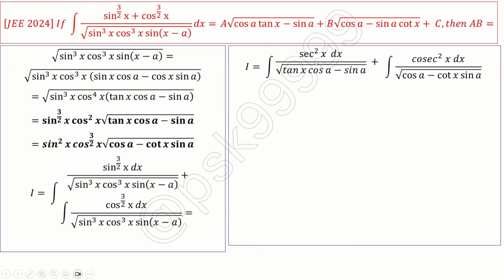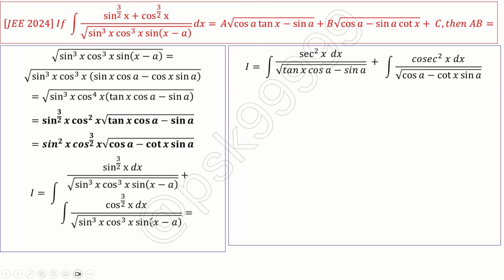In this case, I will be left with 1 by cos square x, because 1 by cos square is secant square x. So secant square x dx divided by square root of tan x cos a minus sin a. We know that cos a and sin a are constants. If I take tan x as t here, secant square x dx will be dt. So that's so simple. Plus cosecant square x dx divided by square root of cos a minus cot x sin a.